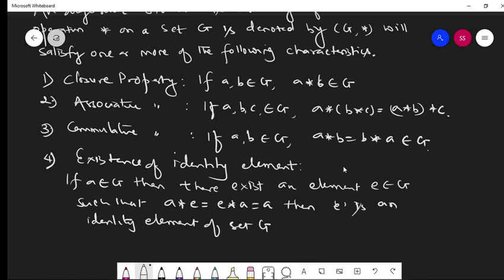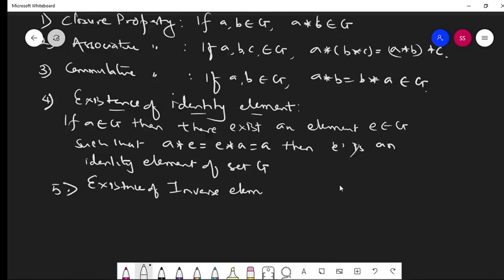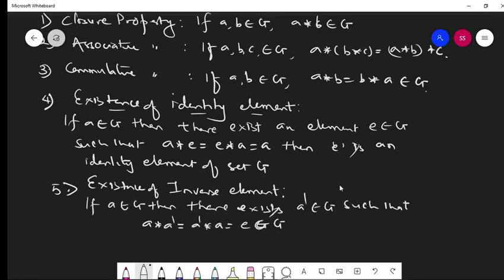of inverse element. If a belongs to G, then there exists a dash belonging to G, such that a asterisk a dash equals a dash asterisk a equals E belongs to G. The product of an element and its inverse is E, the identity. If this is satisfied, then a dash is the inverse element of a. So closure property is here, a asterisk b belongs to G.